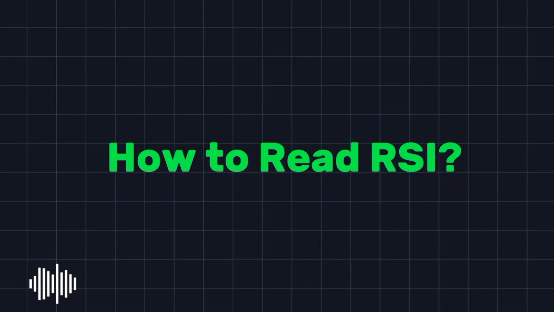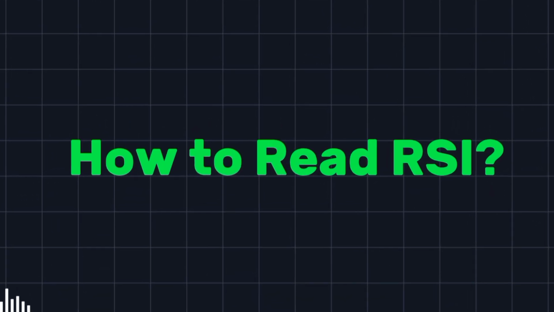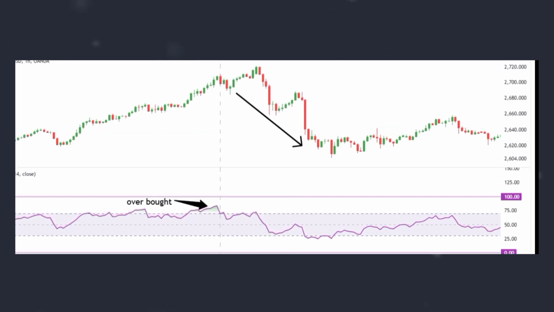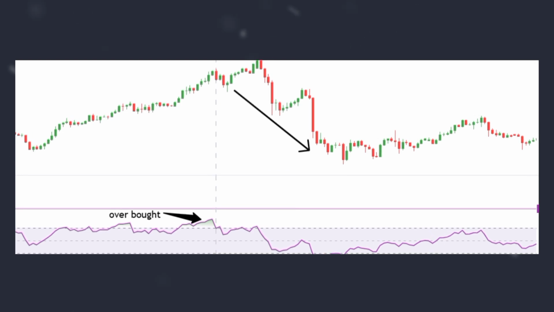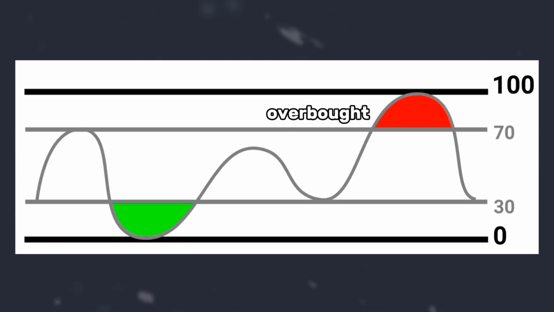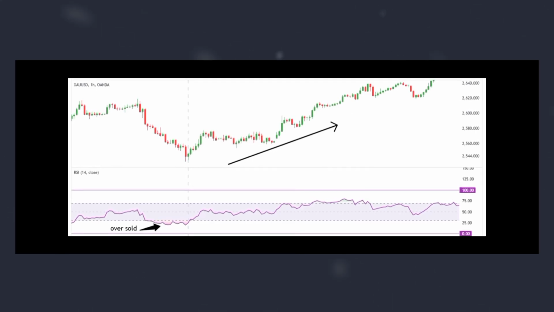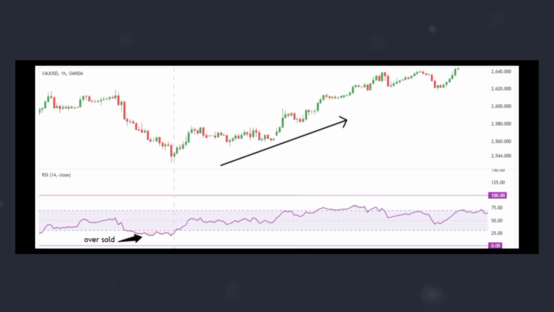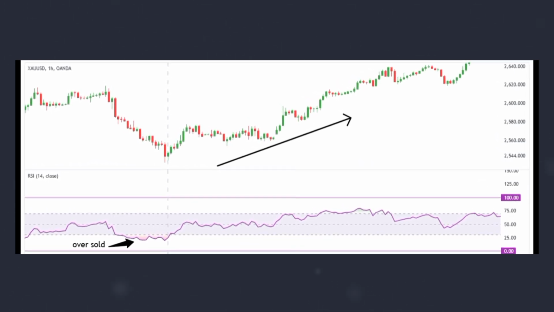How to read RSI? Let's take a quick look at how you can read RSI on a chart. RSI is typically shown as a line on a scale of 0 to 100, and here's how to interpret it. 1. RSI above 70, overbought. When the RSI is above 70, it suggests that the asset is overbought. In this situation, the price could reverse or correct downwards. 2. RSI below 30, oversold. When the RSI is below 30, it suggests that the asset is oversold. This could signal that the price might rise or reverse direction.